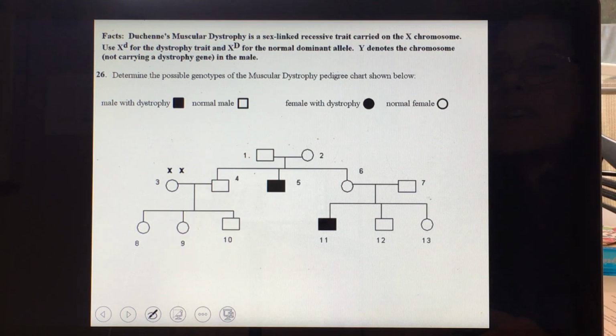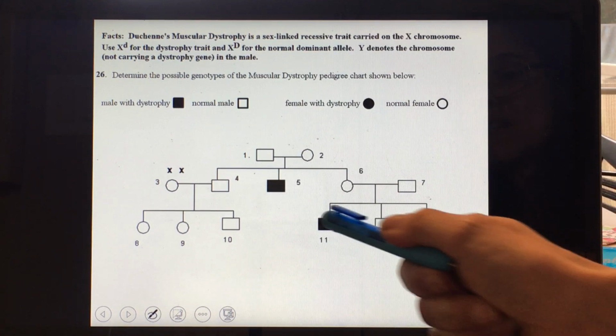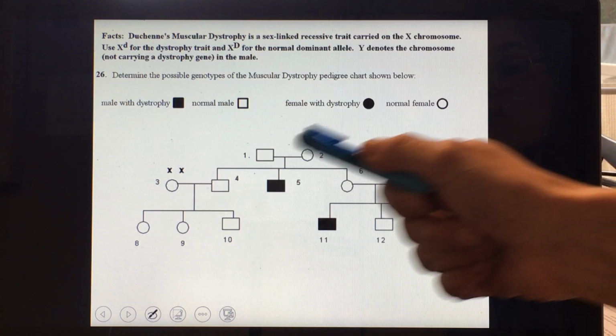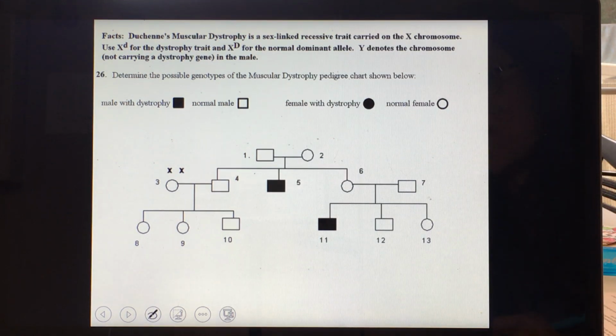Duchenne's muscular dystrophy is sex-linked recessive. One of the hallmarks of sex-linked recessive pedigrees is you will see males having it and no females having it. This doesn't mean that females can't have sex-linked recessive diseases. It just means that it's rare and the father would have to have it.